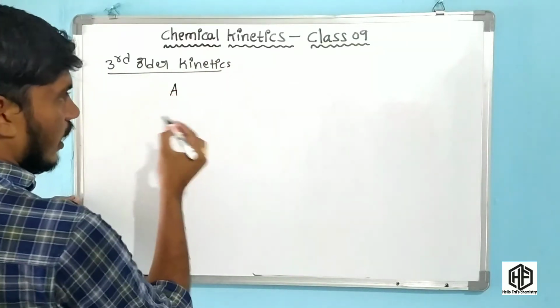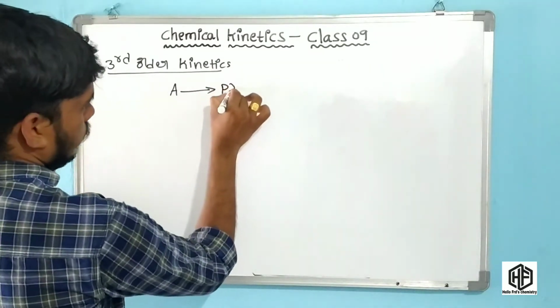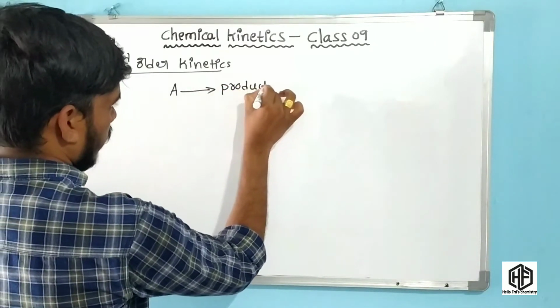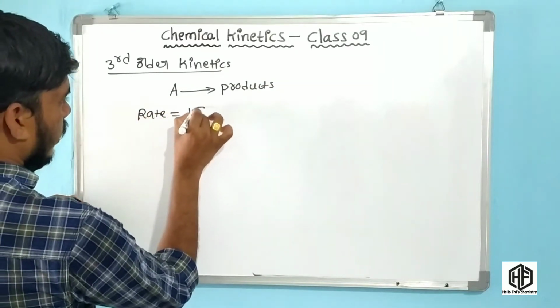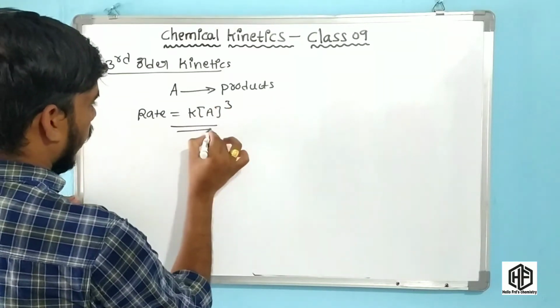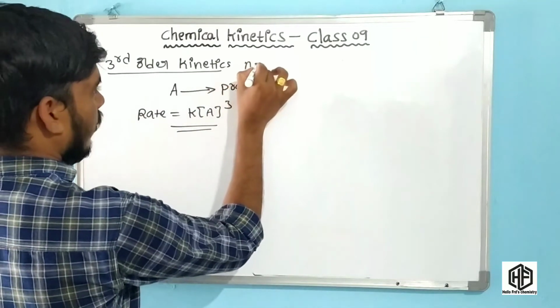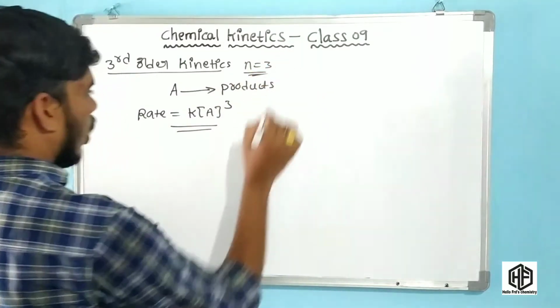Now we have to consider a reaction. The general reaction is A gives products. For this type of reaction, rate is equal to K into concentration of A power 3. This is called a third order reaction. Now the n value is 3. That is called a third order reaction.